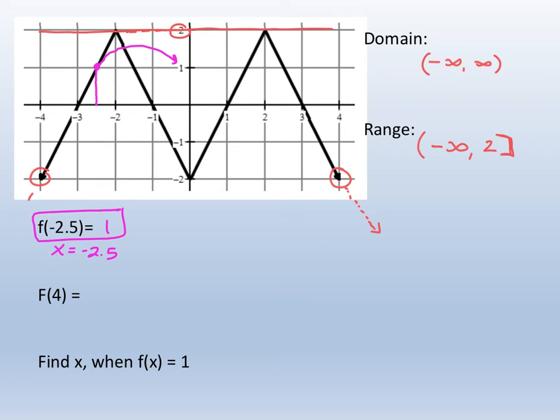Next one, we have f of 4. They're basically telling me that my x value is 4. So x is equal to 4, which is right here. Where does it touch my graph? It touches it here. What is my y value? My y value happens to be negative 2. That's my answer.